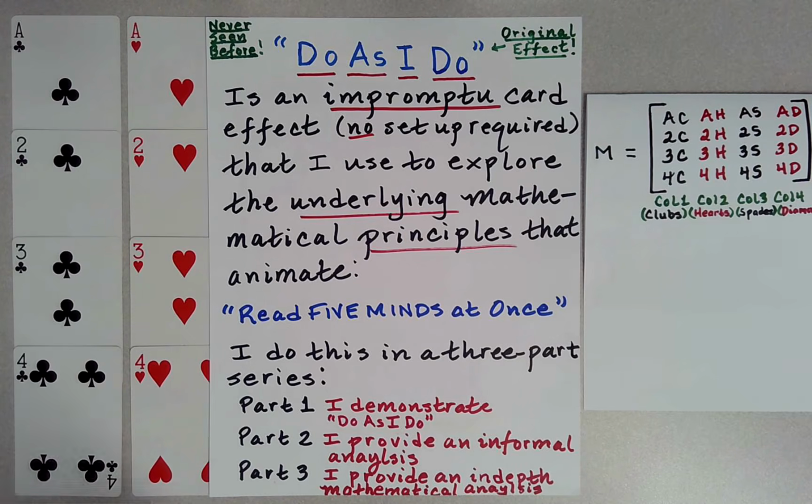This is part two of a three-part series in which we look at the underlying mathematical principle that drives the effect Read Five Minds at Once. In part one, we demonstrated that effect, and I gave my own impromptu version of it, which I've called Do As I Do. Now, as promised, we are going to look into what makes that effect work. What is truly the engine driving that effect? So that's what we'll do today.